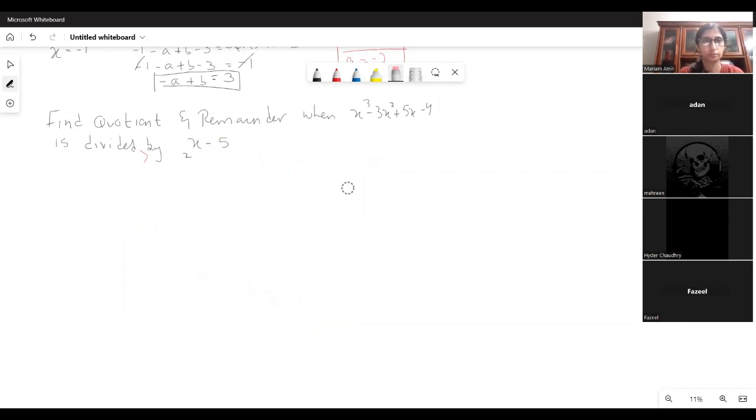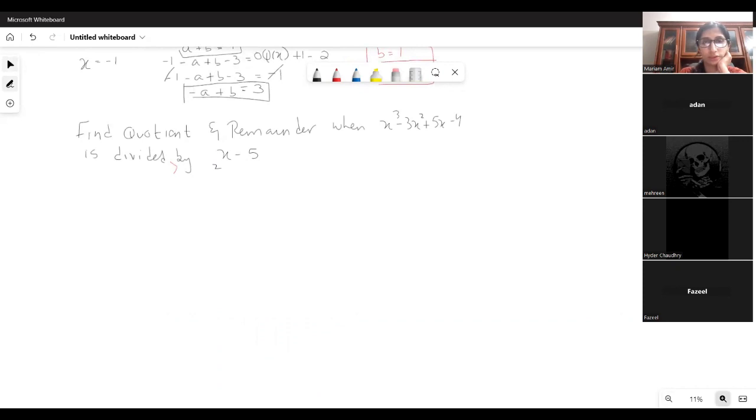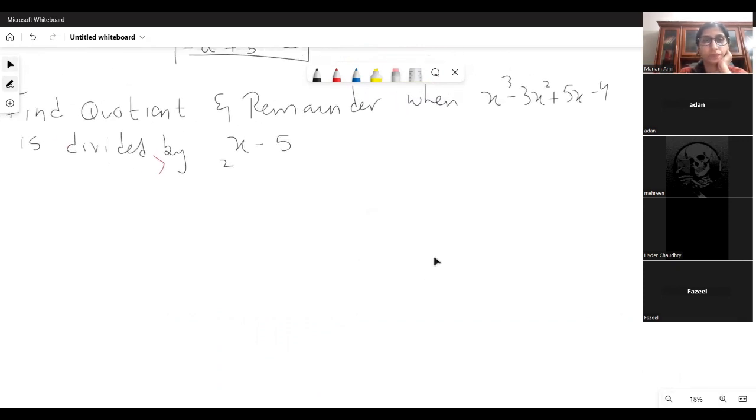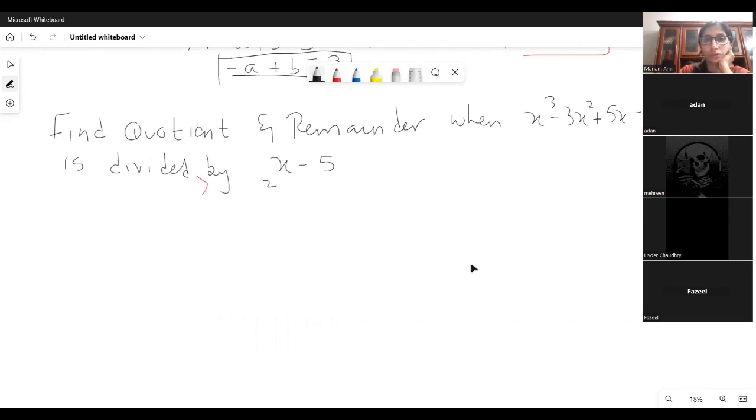Screen is slightly glitching. Okay. Acha. So we're dividing the two terms. We have x cube minus 3x square plus 5x minus 4 here. And we have the divisor here, x minus 5. So whatever we get here is the quotient. And whatever we get here is the remainder.